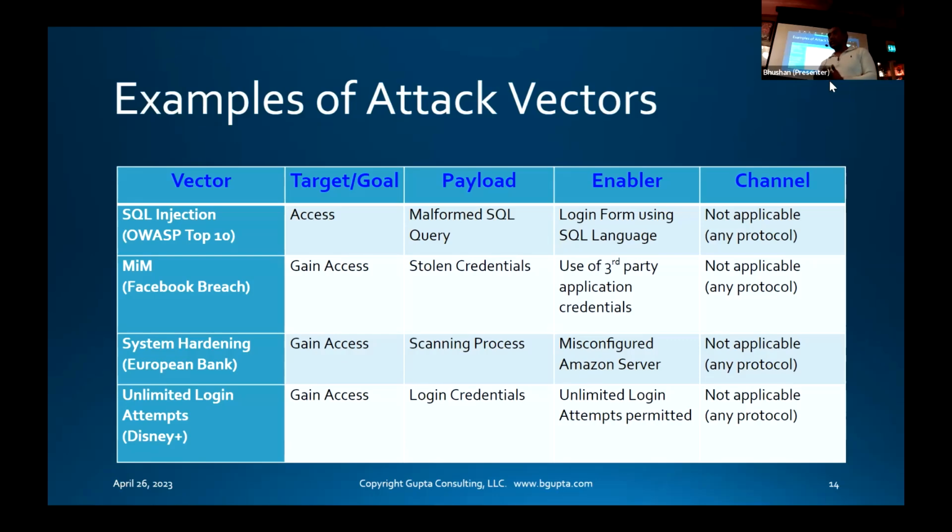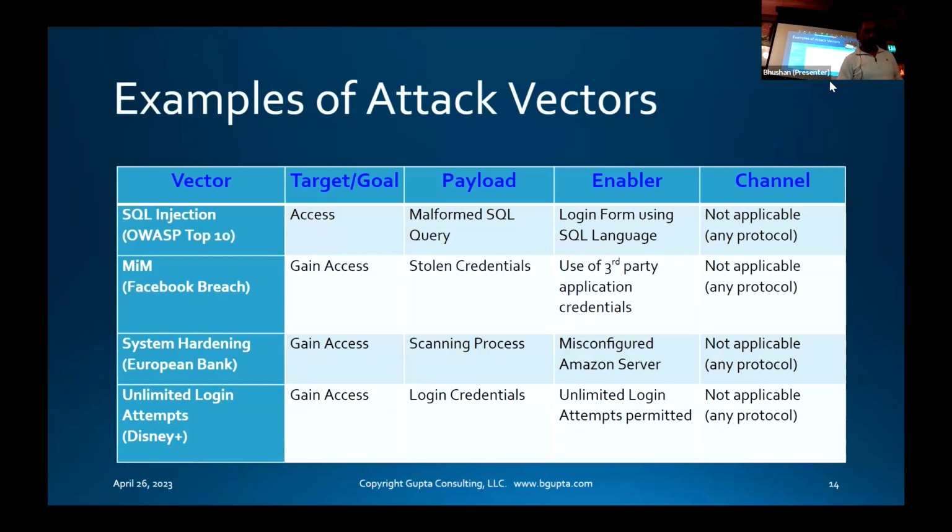Somebody used a stolen certificate and AOK from a third-party application. So that is where you have the attack through your transport layer, and the man-in-the-middle attack comes from the transport layer. The third one is system hardening, a wrong or poor configuration. That was for a European bank. The server wasn't properly configured, and that led to an attack. The system hardening type vector.